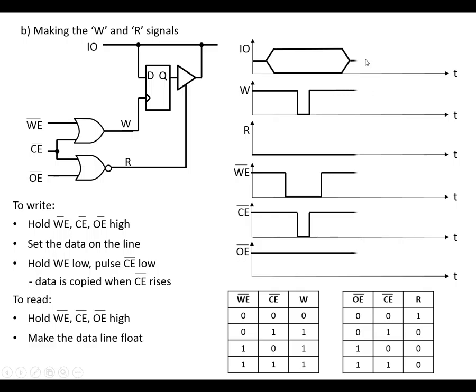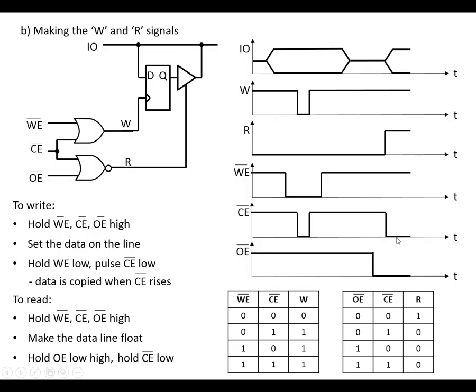Now to read, we'll start from this position. First of all, we've got to make sure the data bus is floating, so there's no conflict when we do the connection there. And then we're going to make output enable go low. This is going to tell the chip, get ready, prepare to output. And then when chip enable goes low, we've got a low and a low, which means R is going to be high. So R is high, which enables the tri-state. So whatever is held at Q is now connected to the data line.